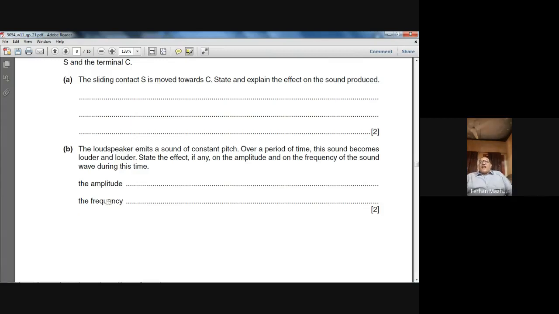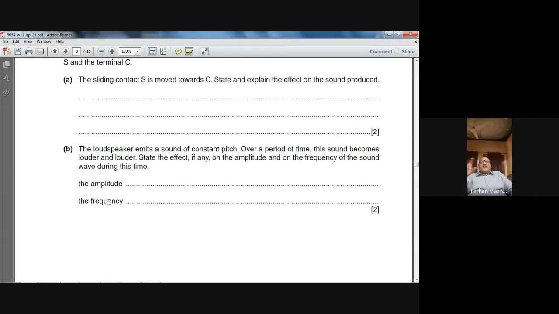Because the sound is gradually becoming louder and louder, it means that the amplitude of the sound wave is increasing. The loud sound has higher, larger amplitude, and the fainter sound has smaller amplitude. Because the sound is becoming louder, the amplitude is becoming larger and larger. The pitch of the sound is constant.